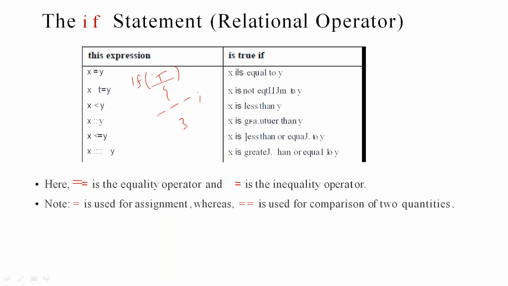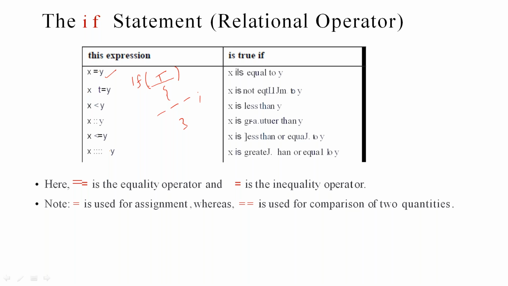What kind of expressions can we expect inside these braces is something like this. These are what we call the relational operators. Something like this: x equals y. Is x equal to y, yes or no?